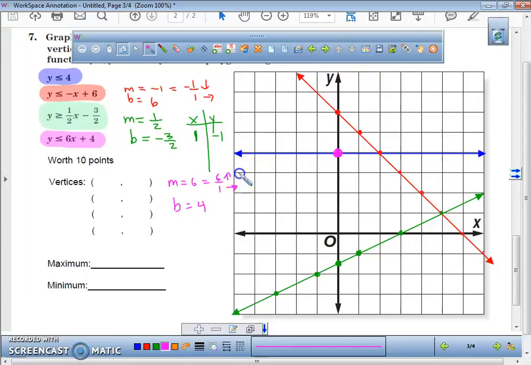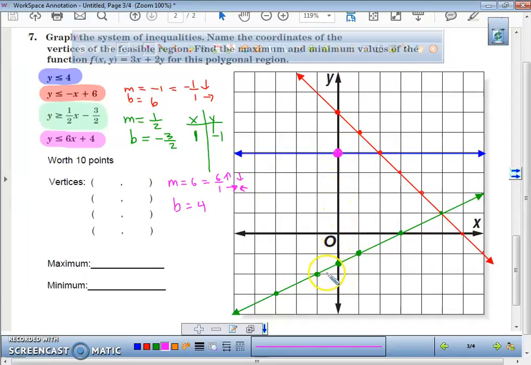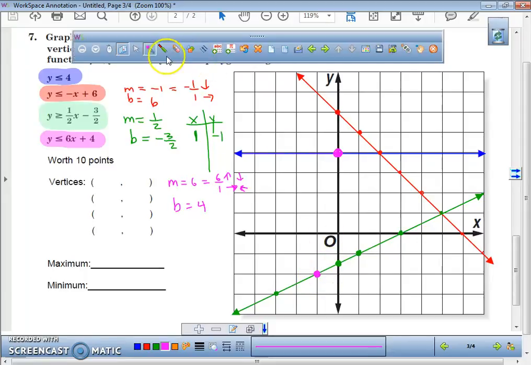So I can also go what? Down 6 units, but over to the left 1. So we go down 1, 2, 3, 4, 5, 6, and over 1. Thank goodness. I'm going to put a point right there. Make a line and it intersects perfectly.